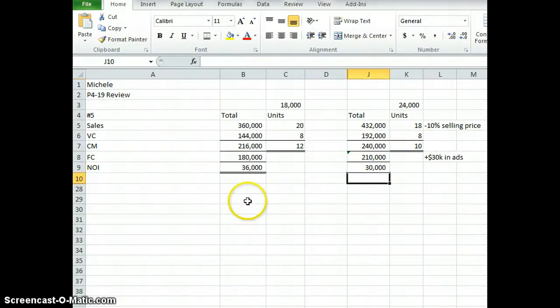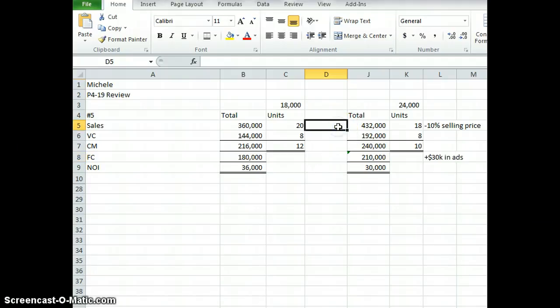So the question is, would you make this decision, and is it worth it to reduce selling price and increase our advertising budget in order to increase the number of units? The answer to that is no. We have less net operating income than we had under the old model. So think about that for a minute. What's this saying? Our units went up, but unfortunately our fixed cost outpaced the value that we got back for producing that number of units.